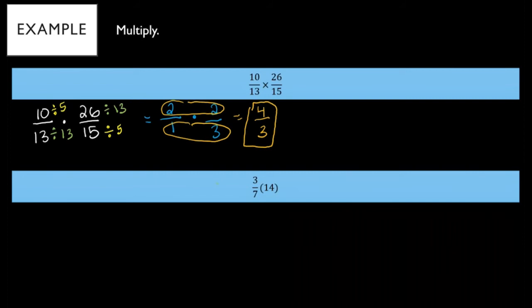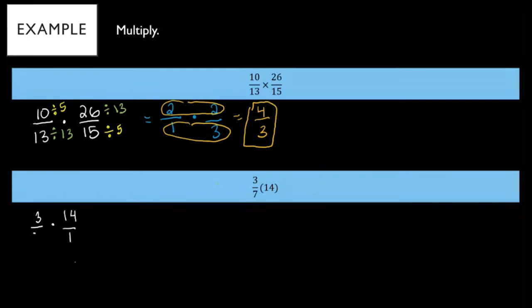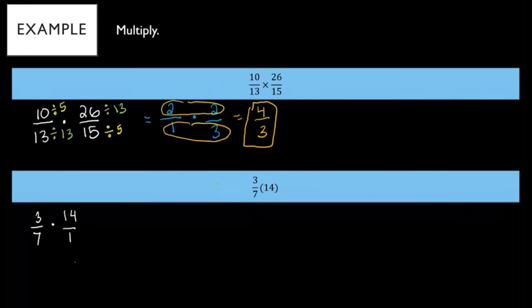Now for the second problem on this slide, I've got 3 over 7 times 14. I said 3 over 4 by mistake. Whenever you've got a whole number, you always turn it into a fraction by writing it over 1. So this is 3 over 7. Let me make my 7 look a little better. There we go. Times 14 over 1.